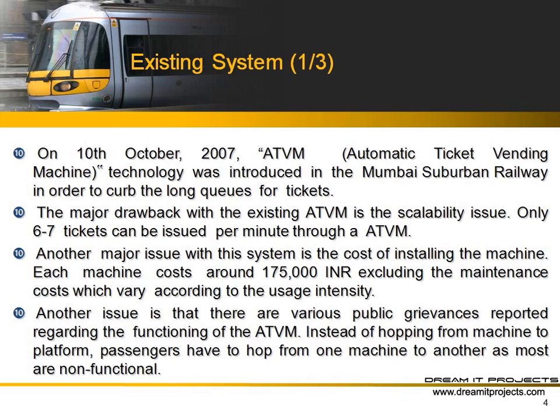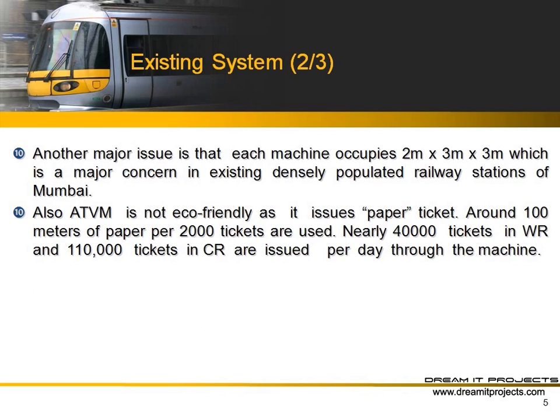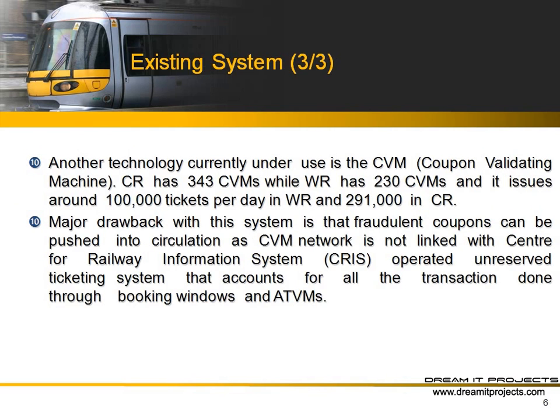You have to install separate machines. Many times the machines are not in working condition, and their operational cost is also high. To implement the smart card system, you need space to place the machines. If your station is very densely populated, you hardly find space to place even 2 or 3 machines at a ticket window. All these things I have discussed are covered in the slides on the existing system.